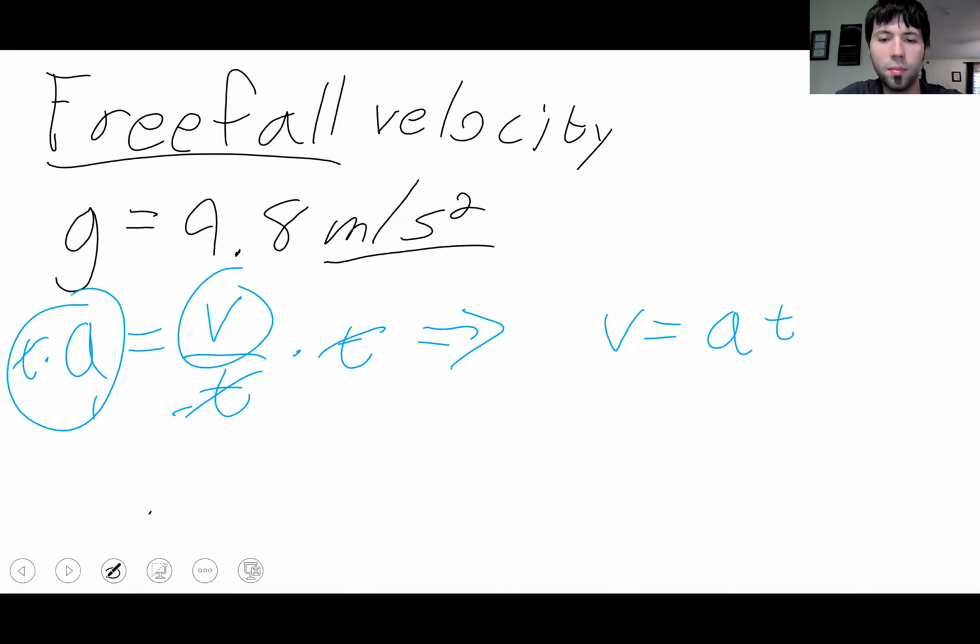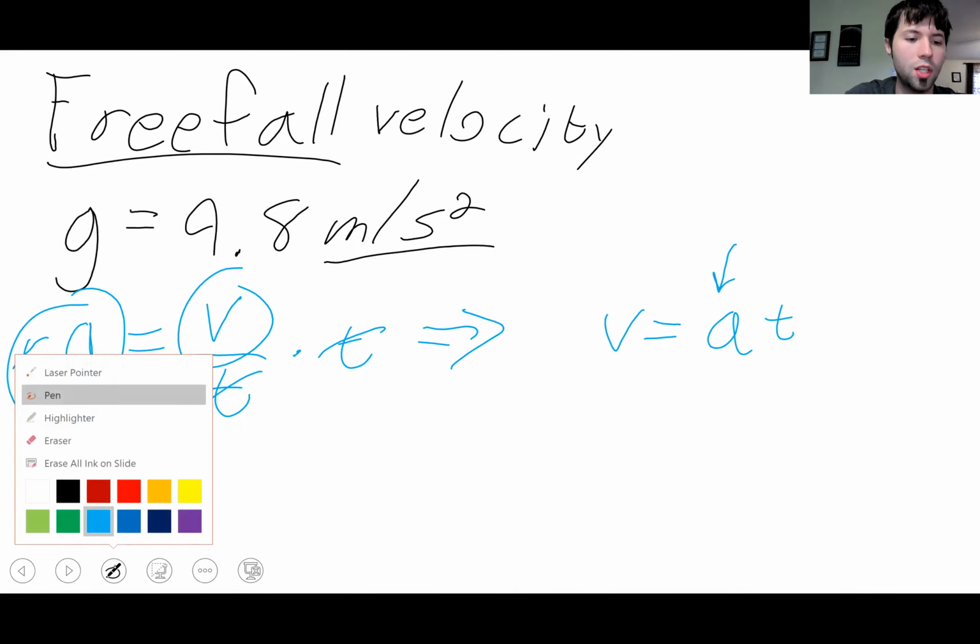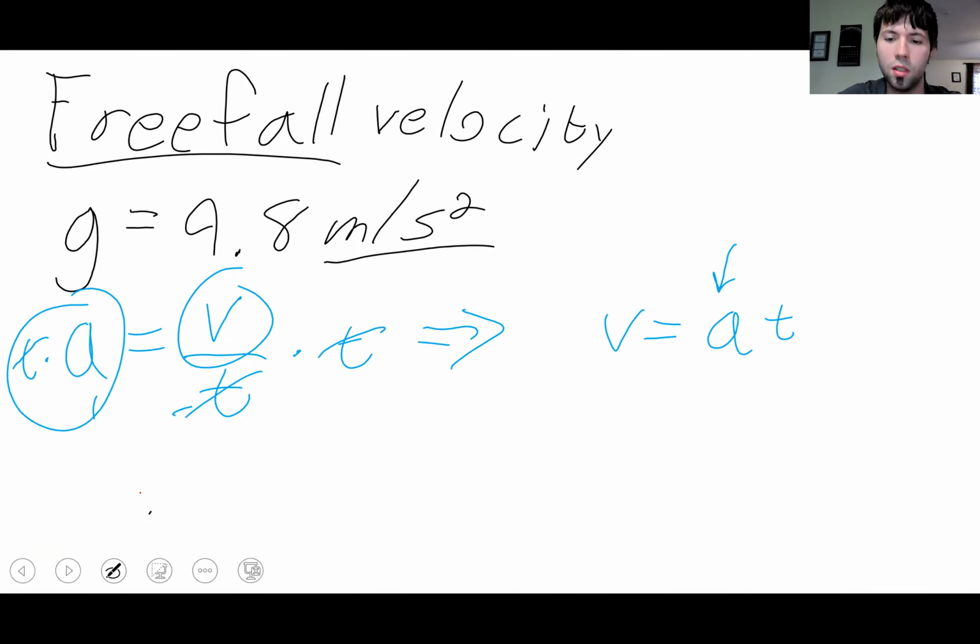But since we're working just with free fall problems today, we can replace this letter A with the letter G. So the equation you are going to be using for the problems today is velocity equals little g times time. Given any time, you should be able to solve for the velocity that an object is falling at. So let's look at some examples together.